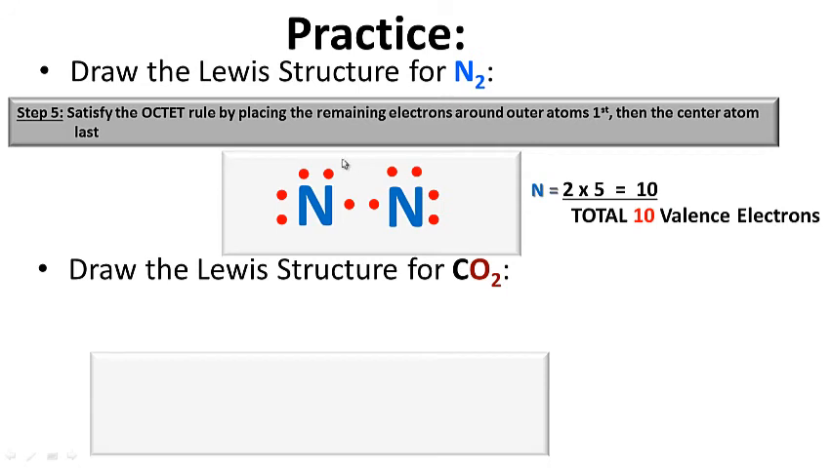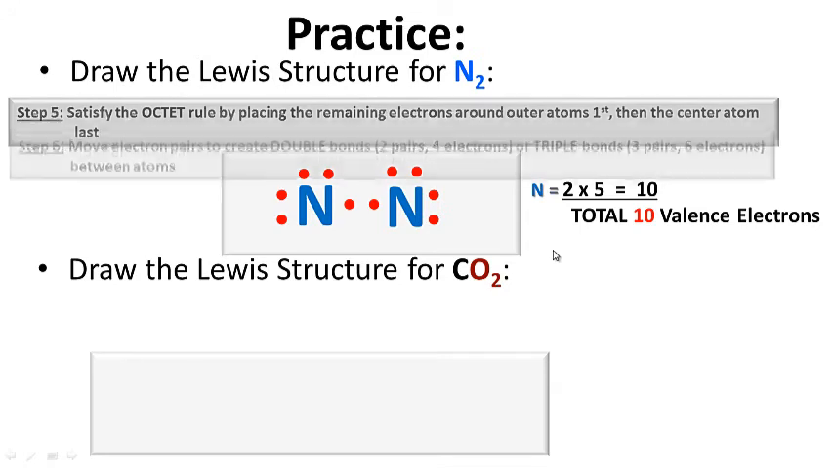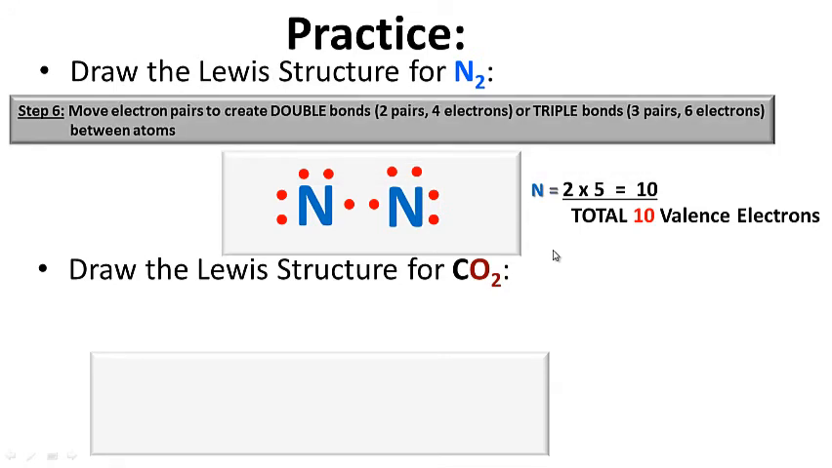All right, so is the octet rule satisfied? Well, it doesn't look like it. This nitrogen has 2, 4, 6. Remember, we need 8, and there's not 8. And this nitrogen has 2, 4, 6. There's not 8 there. So we need to move on to step 6. Move electron pairs to create double bonds or triple bonds between atoms. So we've got to move some electrons around here. Let's move those, create a triple bond.